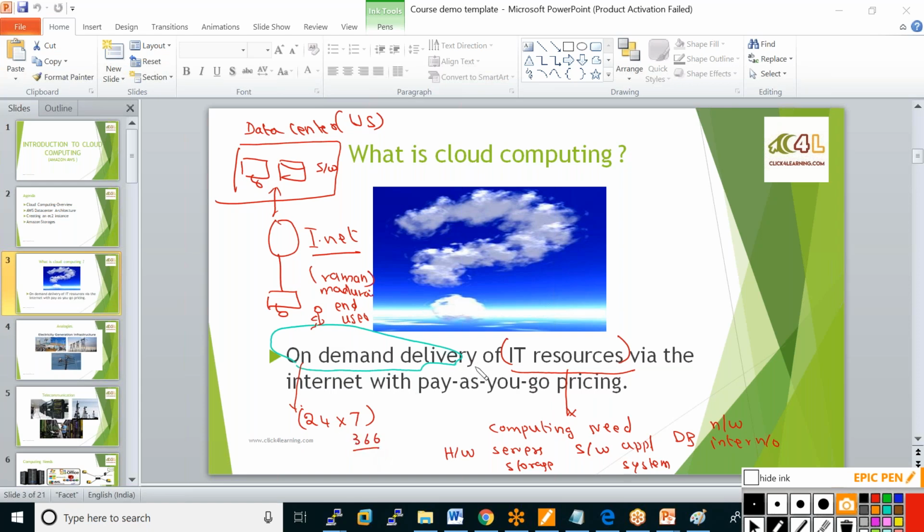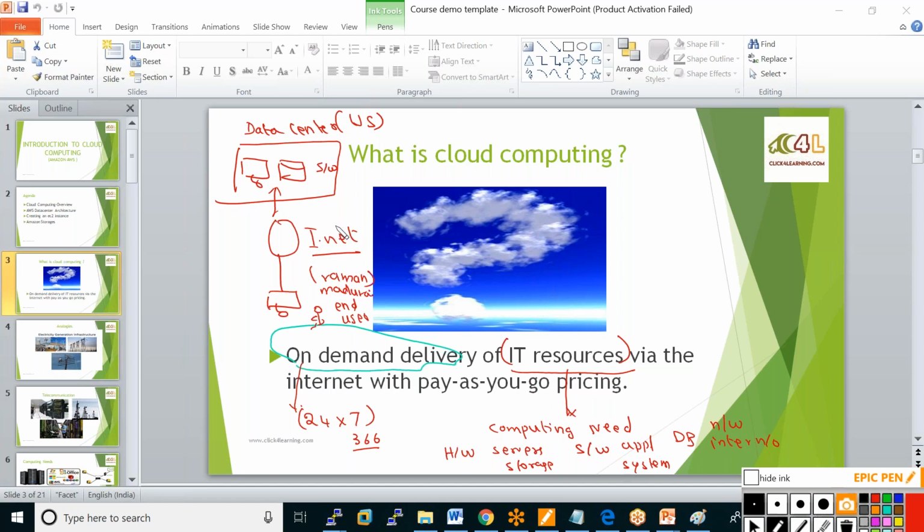Resources. What are all the resources? It's the hardware, software, database, networking. What are all the computing that I need? Those are the resources. Where will the resources be? The resources will be located in the data centers. So here I am, myself Raman, sitting in front of my laptop in Madurai as an end user. The data center to which I am going to connect is in the US. Through the internet, I can make a connection and make use of the resources as per my need.